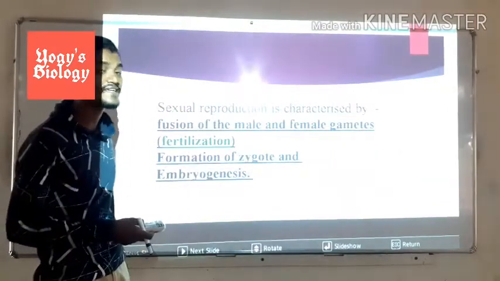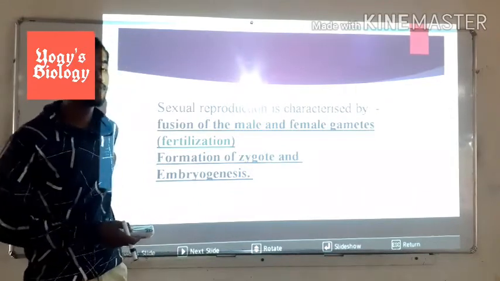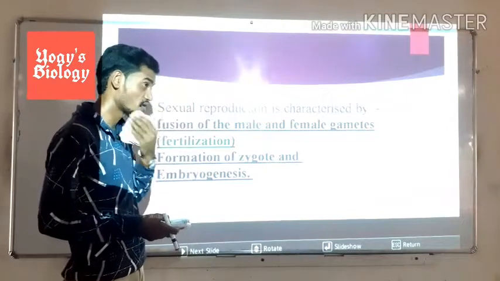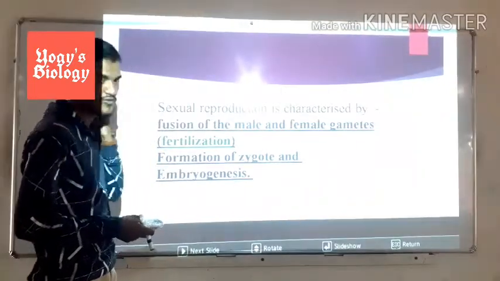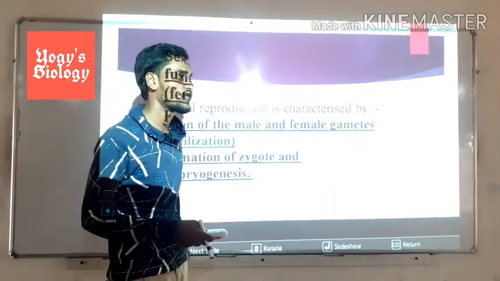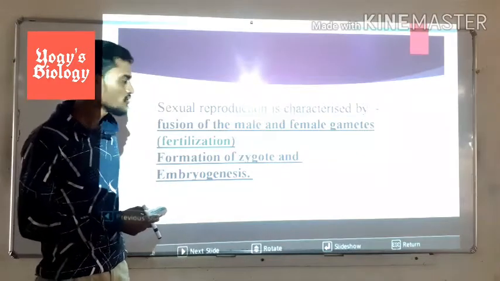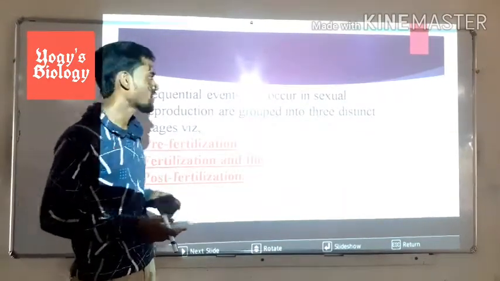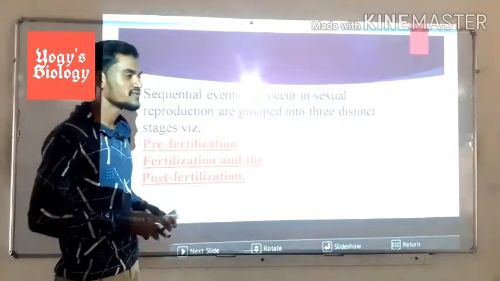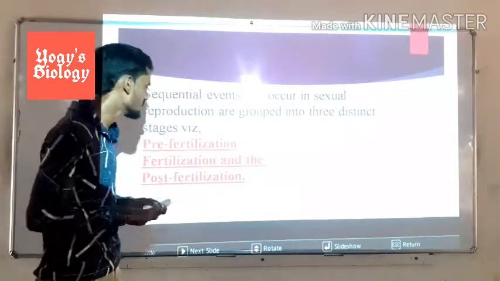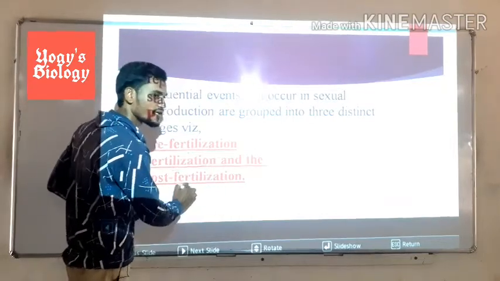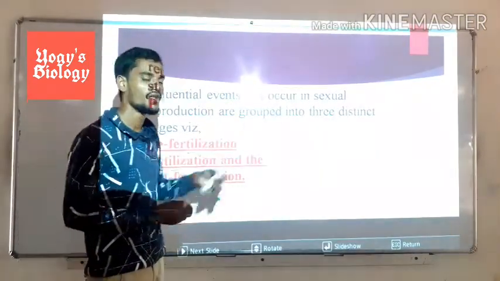Sexual reproduction is characterized by the fusion of male and female gametes, called the process of fertilization, followed by formation of the zygote and embryogenesis. The sequential events that occur in sexual reproduction are grouped into three distinct phases: first is pre-fertilization, second is fertilization, and the third one is post-fertilization.